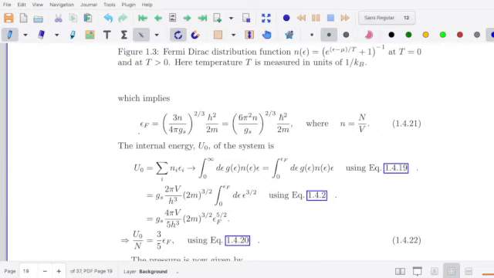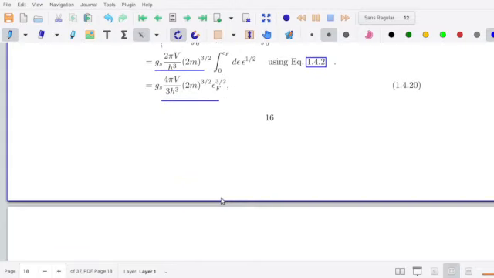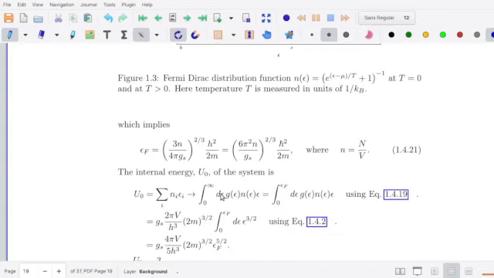for epsilon f. So this can be inverted, and the final formula for epsilon f is given by this, where, as I have told you, this n is equal to N by V, the number density of particles.